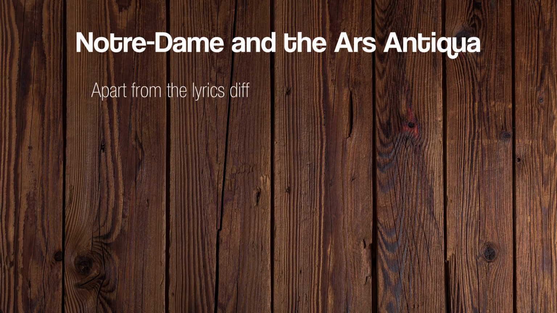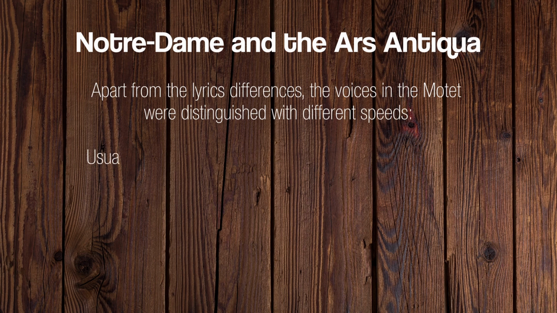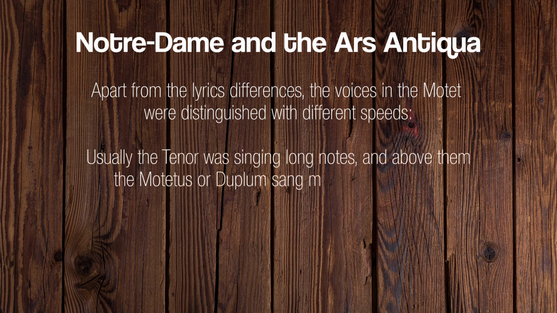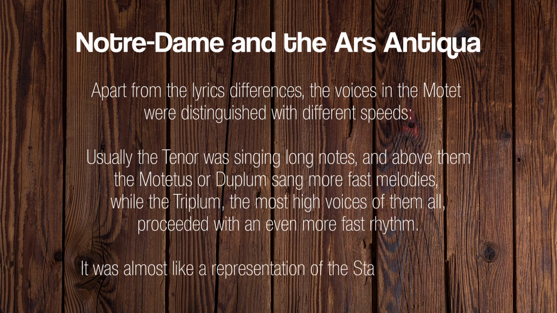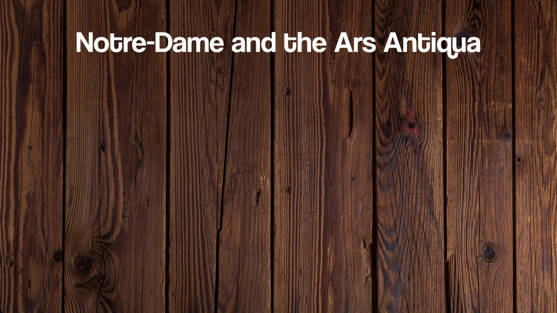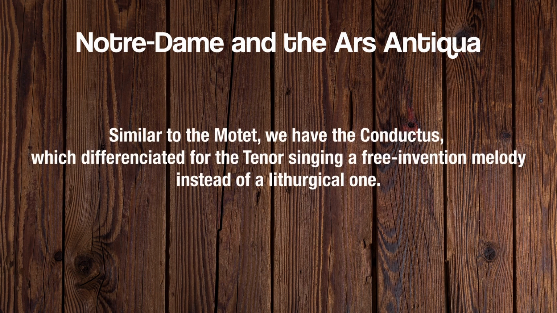Apart from the lyrics differences, the voices of the motet were distinguished by different speeds. Usually the tenor was singing long notes, and above them the motetus or duplum sang faster melodies, while the triplum, the highest voice of them all, proceeded with an even faster rhythm. It was almost like a representation of the stars' movements. Similar to the motet, we have the conductus, which differed in that the tenor sang a freely invented melody instead of a liturgical one.